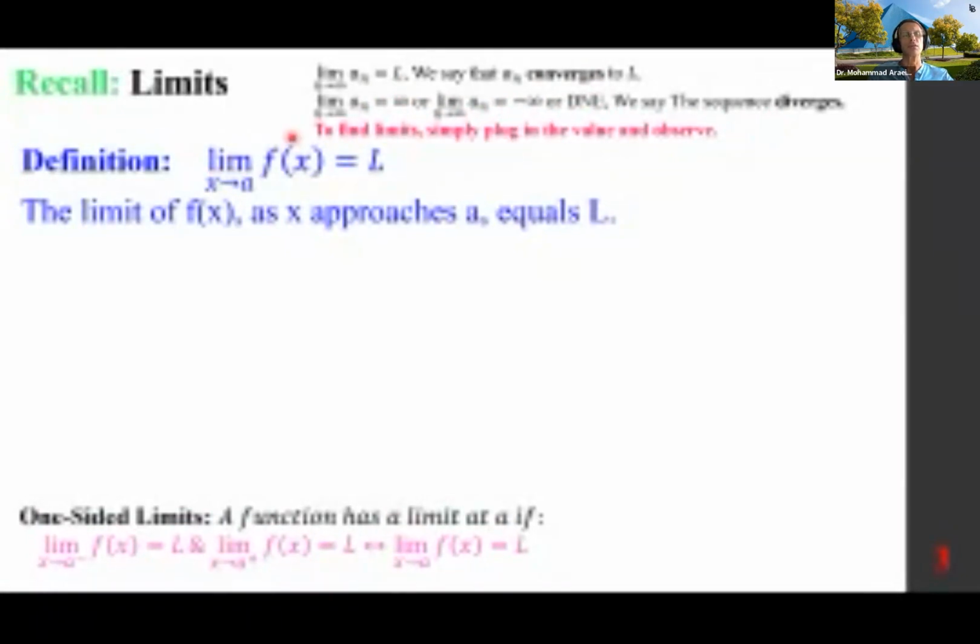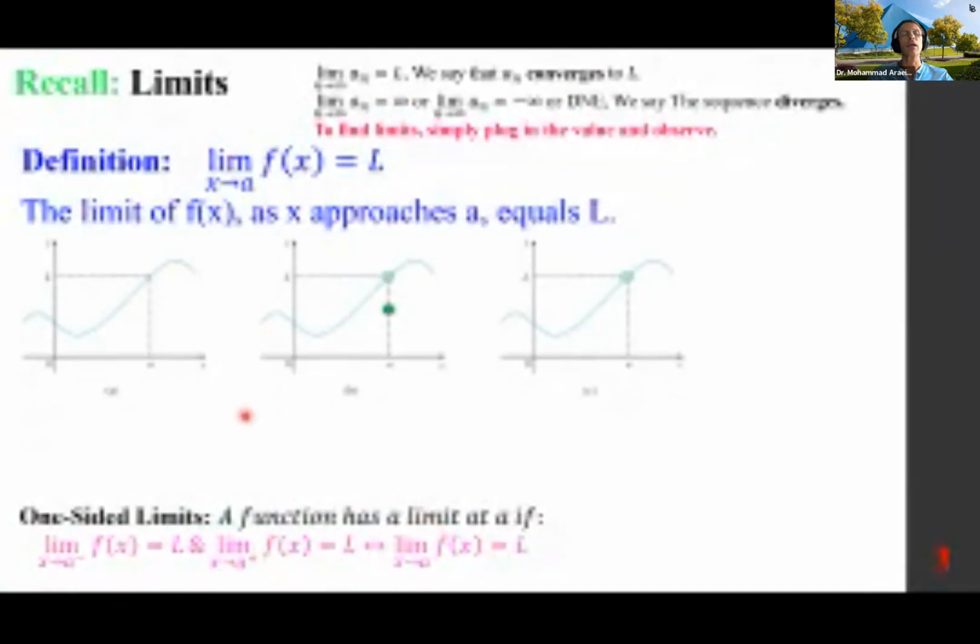Here's the definition of a limit. One-sided limit, meaning the limit of f of x as x approaches A from the left and right must be identical for the limit to exist. And as you can see in all three cases here, that is the case. The limit as x approaches A in all of them is the same.